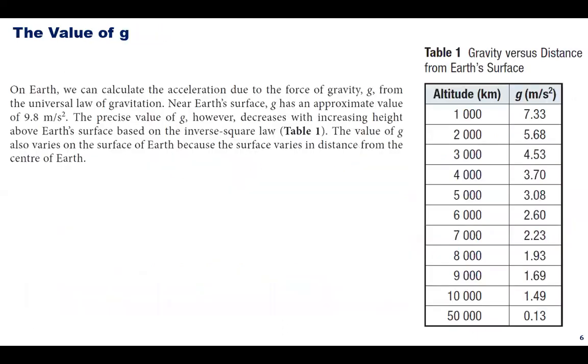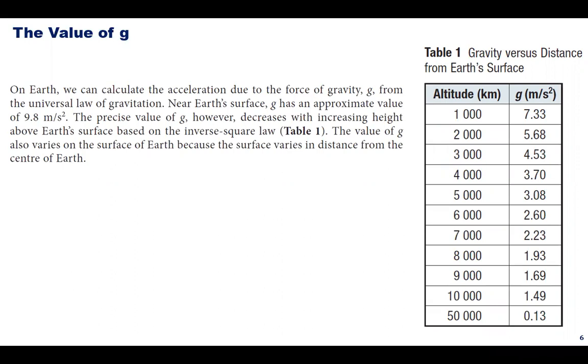All right, next, let's have a look at the value of lowercase g. On Earth, we can calculate the acceleration due to the force of gravity, g, from the universal law of gravitation. Near Earth's surface, g has an approximate value of 9.8 meters per square second.